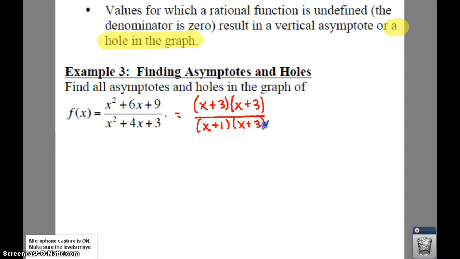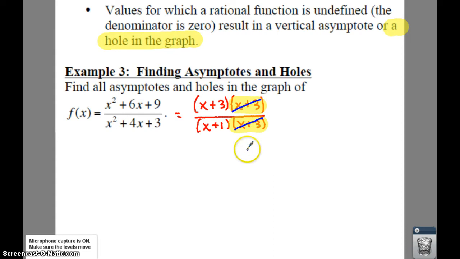So if you're looking at the denominator and you're trying to figure out what my vertical asymptotes are going to be, you would say, set your x plus 1 equals 0 and x plus 3 equals 0. However, if you notice, you may have a common factor on top along with a common factor on the bottom. So typically what would happen, those would cancel one another out.